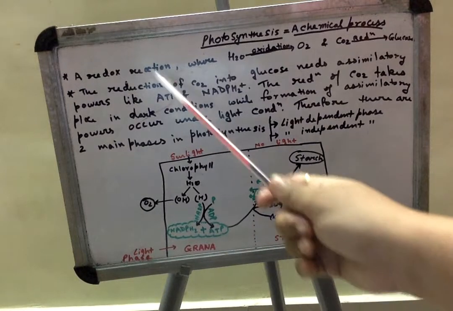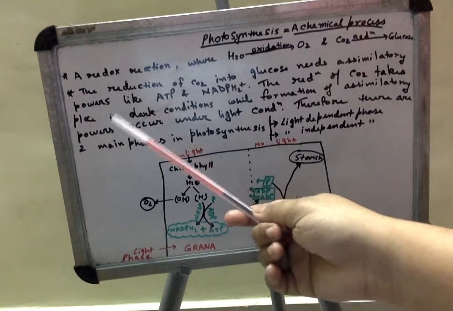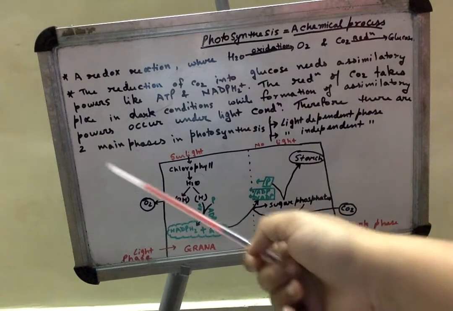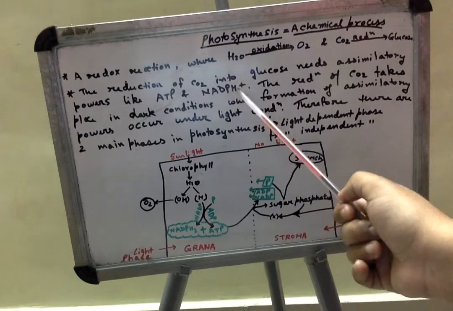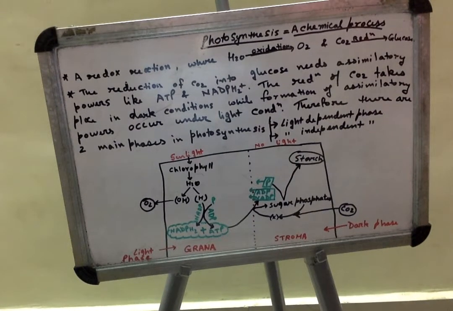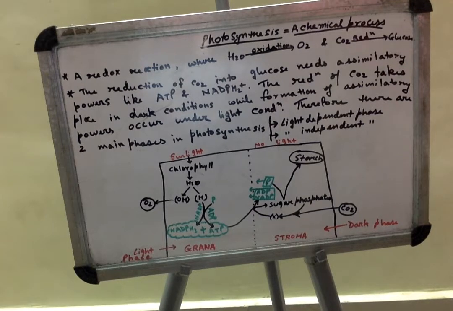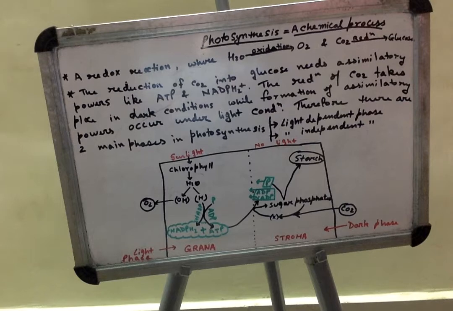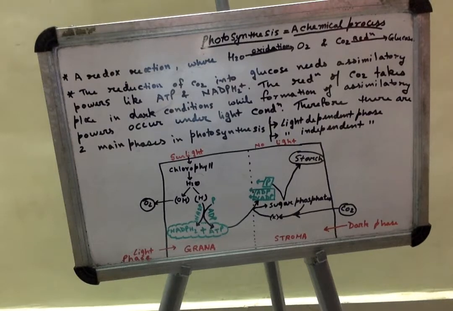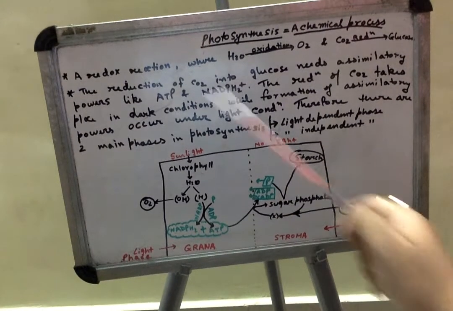The second point is very important. Reduction of carbon dioxide into glucose needs assimilatory powers like ATP and NADPH2+. If you remember my experiments, I have already told you that in presence of sunlight, water undergoes photolysis, and there you get oxygen and electrons. These electrons further help in the formation of all the assimilatory powers.